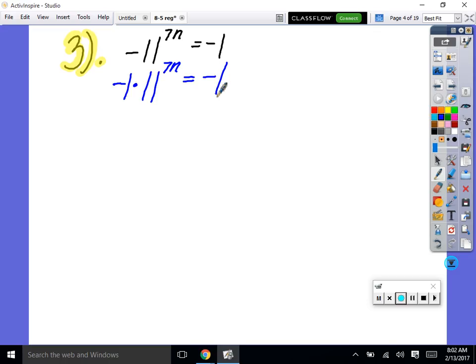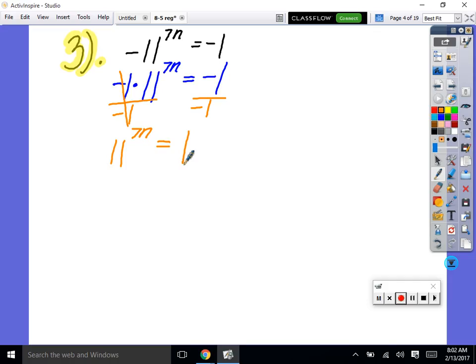So the first thing you've got to do is get the exponential base all by itself. Do you see how there's a -1 multiplied to it? We need to fix that first step. So we're going to divide both sides by -1. So we have 11 raised to the 7n is equal to +1. So we've got the exponential base all by itself.